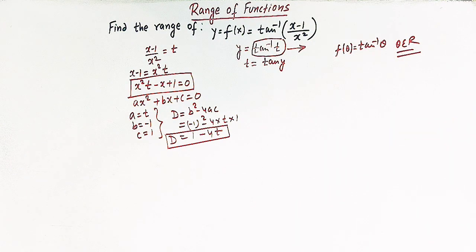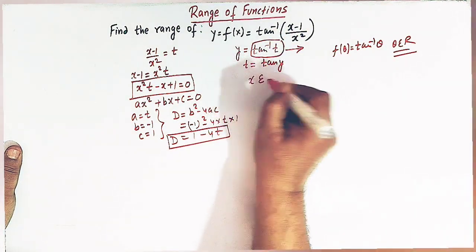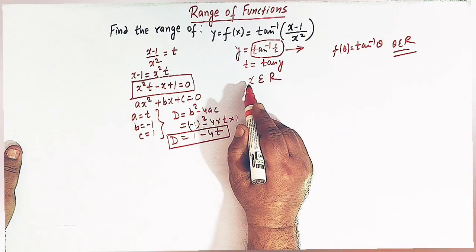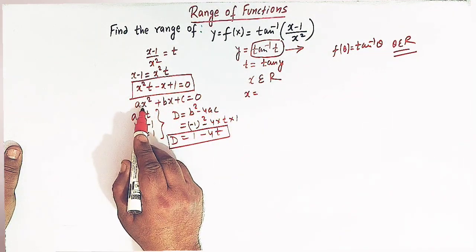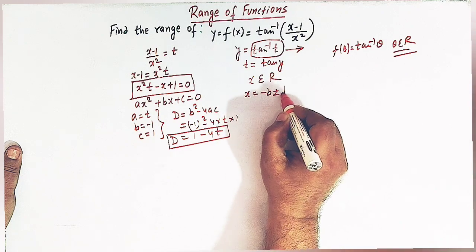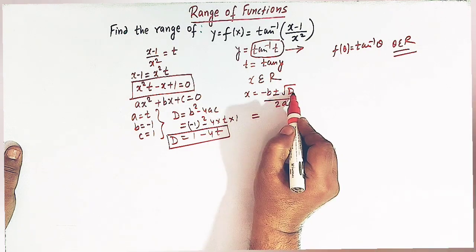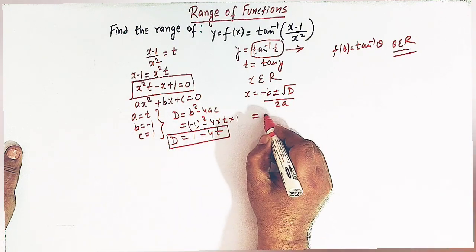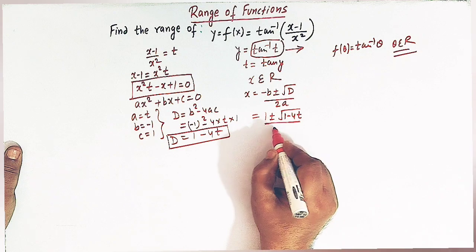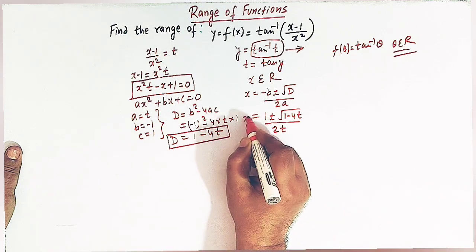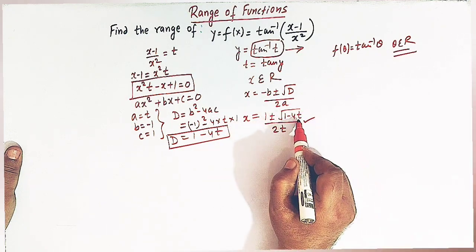Now here, this x has to be a real number. Therefore from the quadratic formula, we can see that x is given by minus b plus or minus square root of d, over 2a. Now if we substitute the values of b, d and a, then we have x equal to 1 plus or minus square root of 1 minus 4t, over 2t. So the values of x are given by this expression in terms of t.